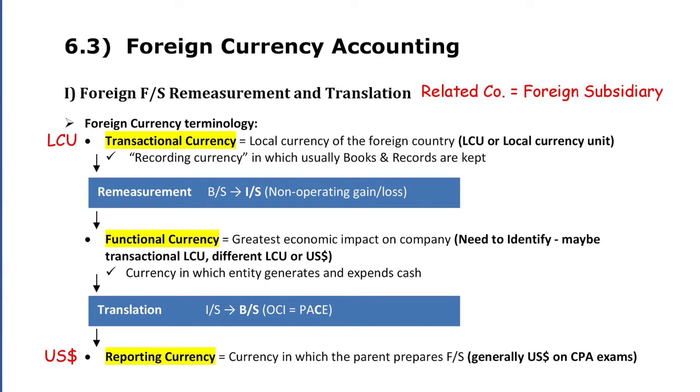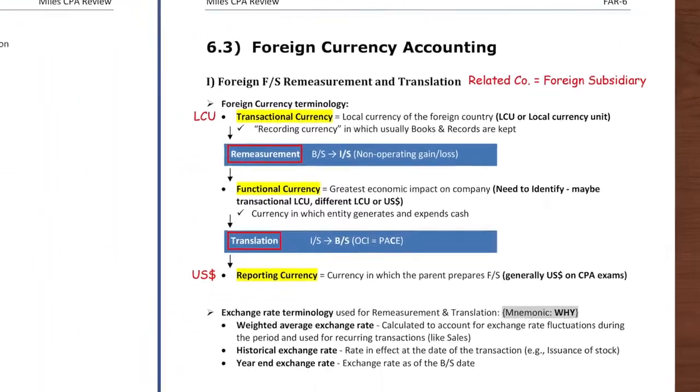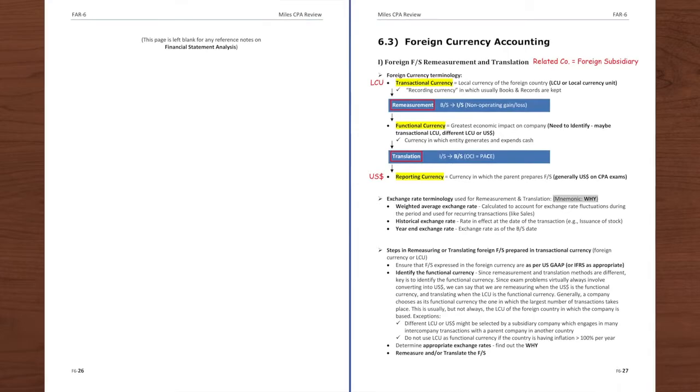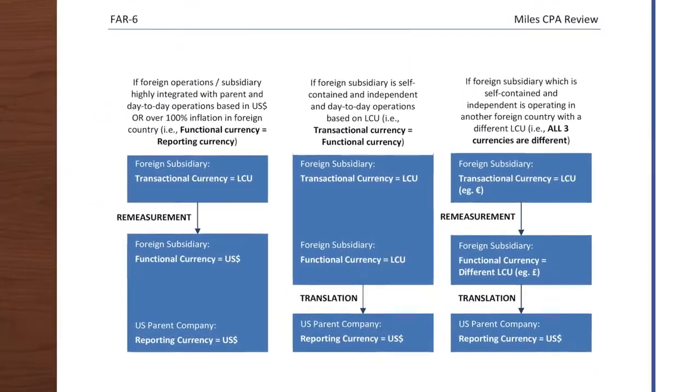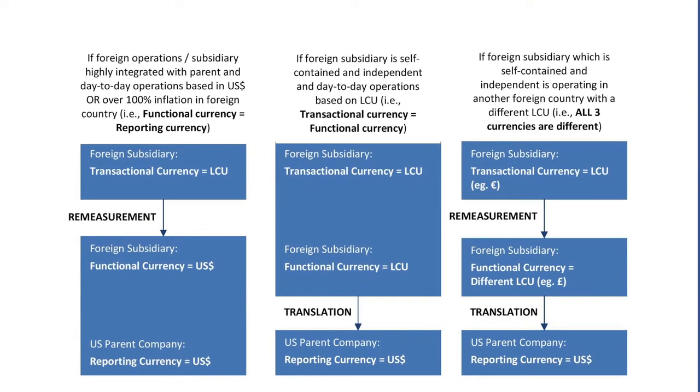Now, if the transactional currency and the functional currency are different, in that case, we need to go for, put a box around, remeasurement. If the functional currency and the reporting currency are different, we need to go for, put a box around, translation. Turn to page 28, and on the first half of this page, we got an amazing analysis of when to do remeasurement versus when to do translation.